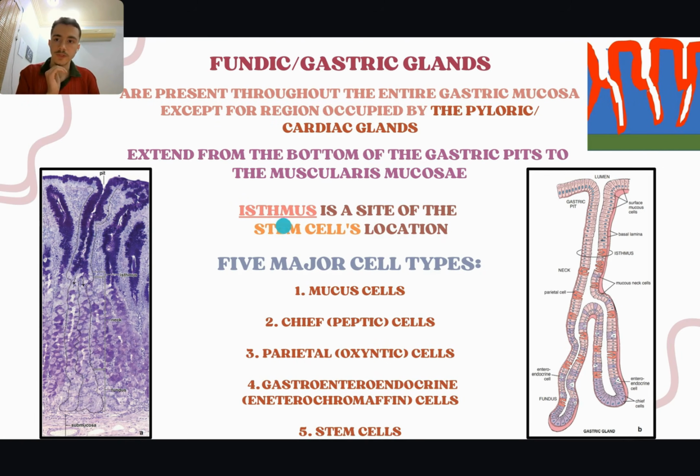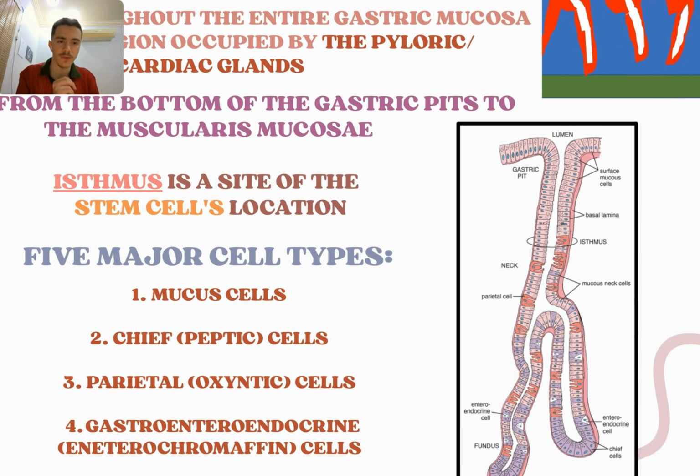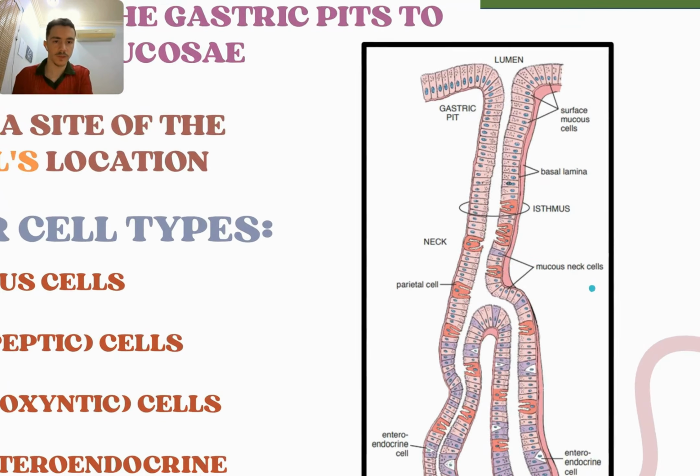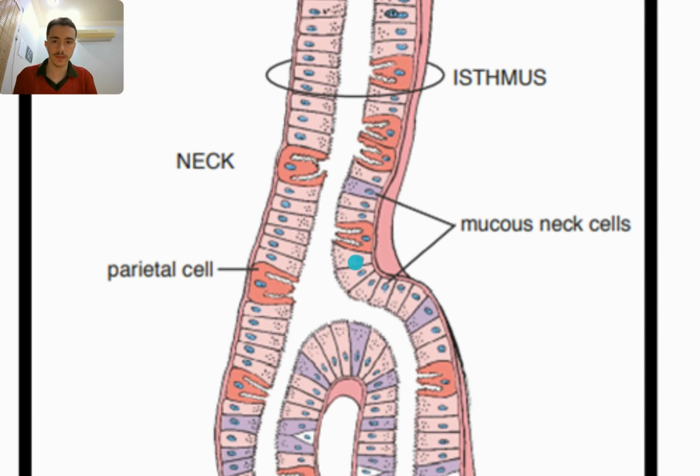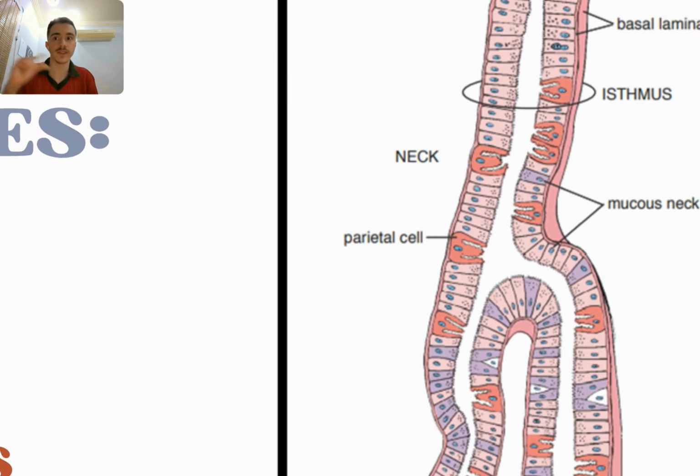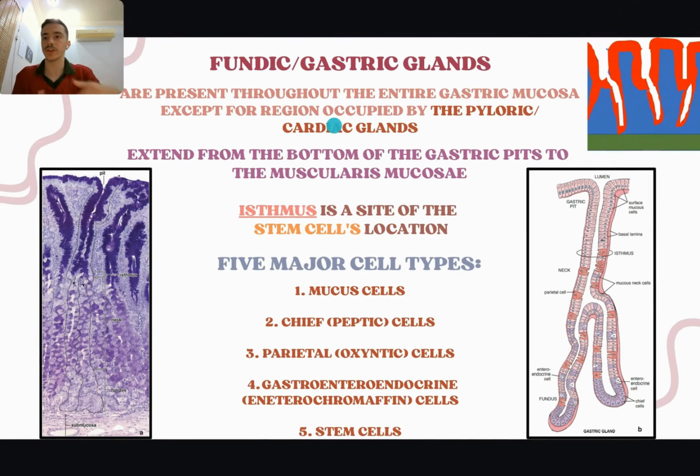We have the isthmus. The isthmus is the site of the stem cells. So it's like above the neck. As you can see here, this is the neck. Directly above it is the isthmus. The isthmus is the place where you can find the stem cells. Stem cells are for regenerating other cells. Renewal. Stem cells.